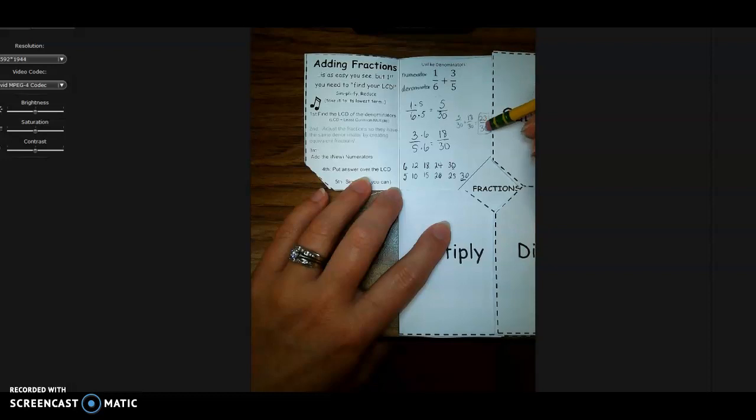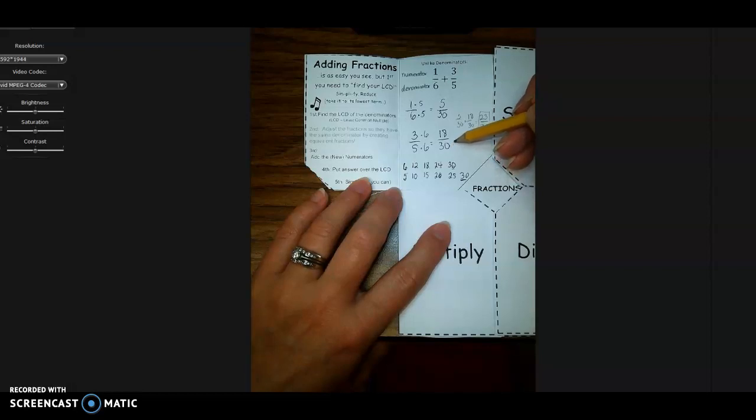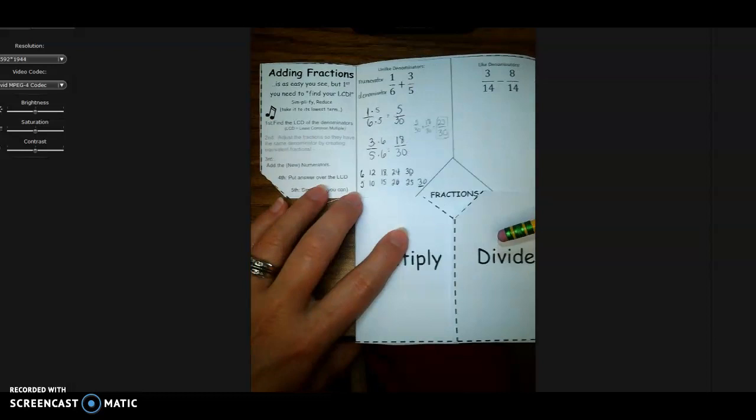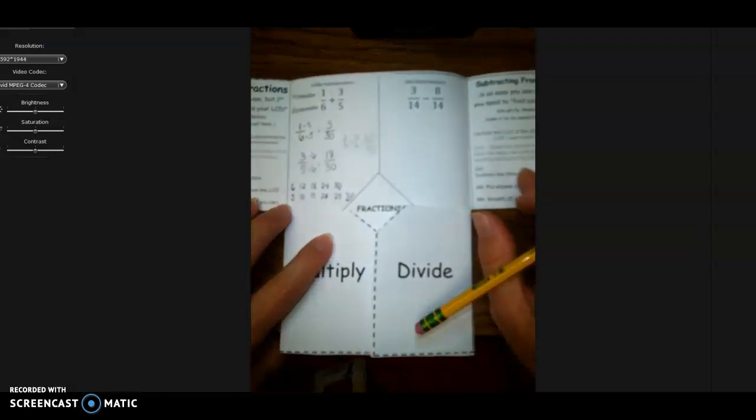And I always check to make sure I can't reduce, but if I've done a good job finding my lowest common denominator, they shouldn't necessarily need to reduce that. Typically, I won't. Now, subtracting fractions, you're going to find we do the same thing.